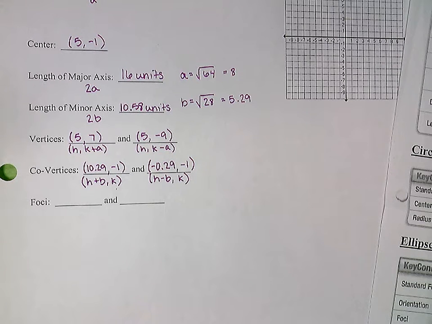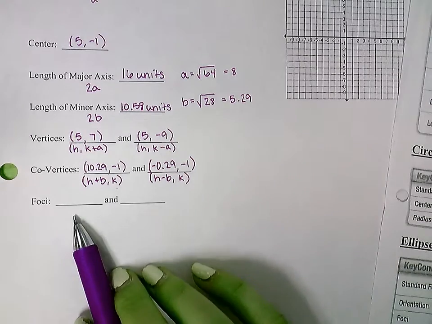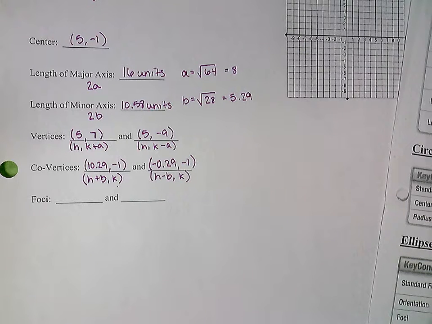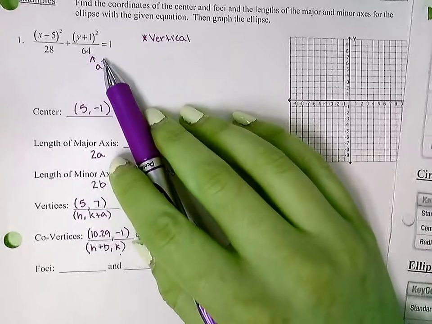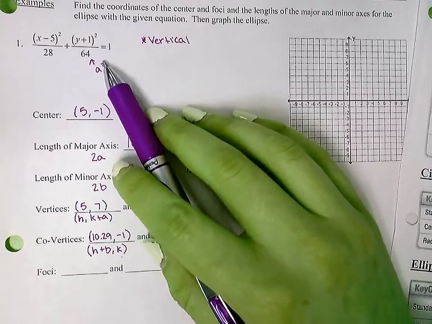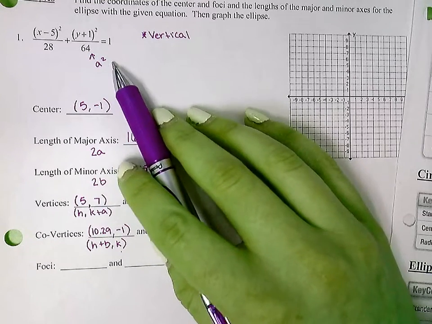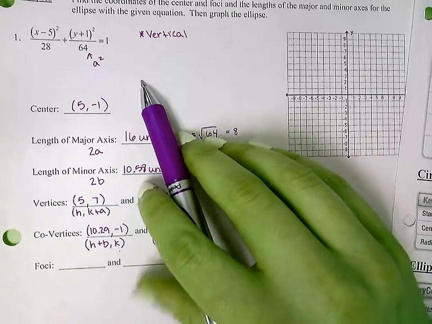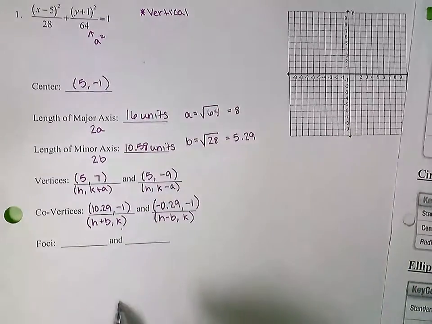Are you with me so far? The last piece of information that I want is the foci points. Yes? What's going to be given? This form? Today, yes. Tomorrow, I'll make you put it into that form and then graph it. So first, I want you to get used to graphing it and finding this information.